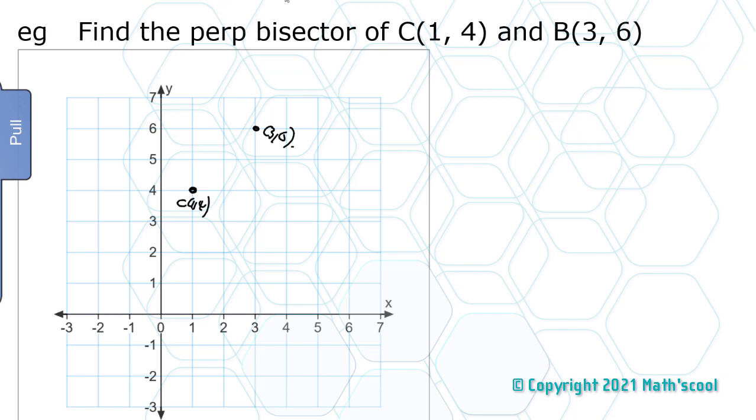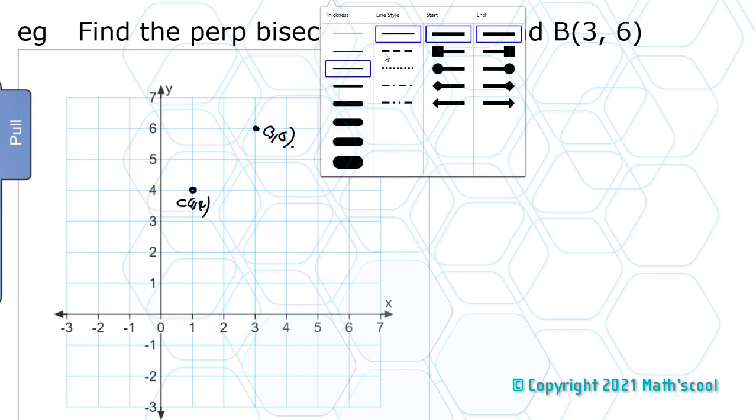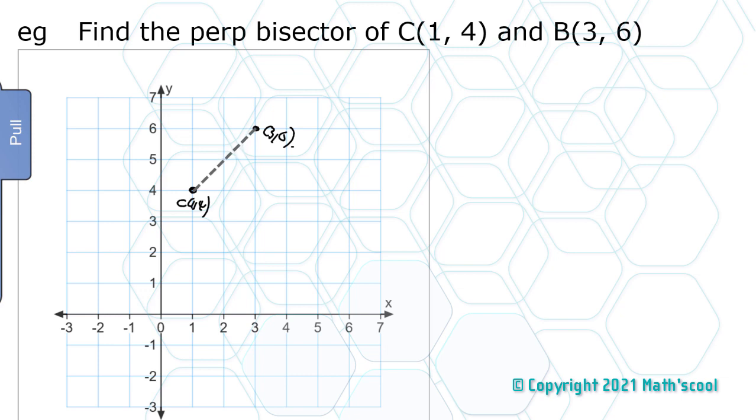The line connecting them would be this line here, so the perpendicular bisector would go through the midpoint and it would be at 90 degrees, so it would look like that. I can see the midpoint from my diagram because it's just such an easy question.